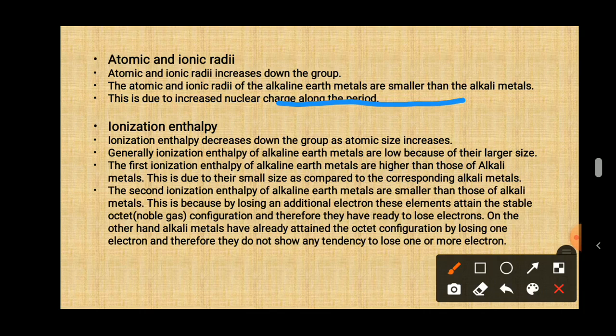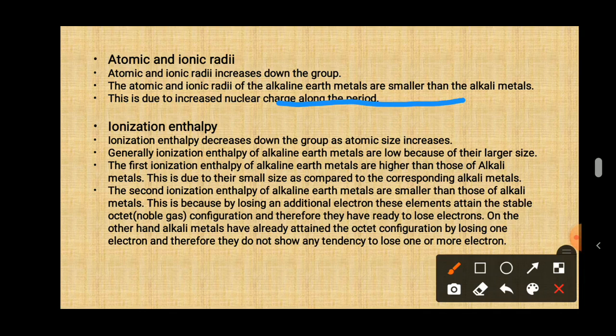So what is the meaning of ionization enthalpy? That is the amount of energy required to remove the electron from the outermost shell. Generally, alkali metals have a low ionization enthalpy. In the same way, alkaline earth metals also have a low ionization enthalpy generally, when we compare to other elements in the periodic table.